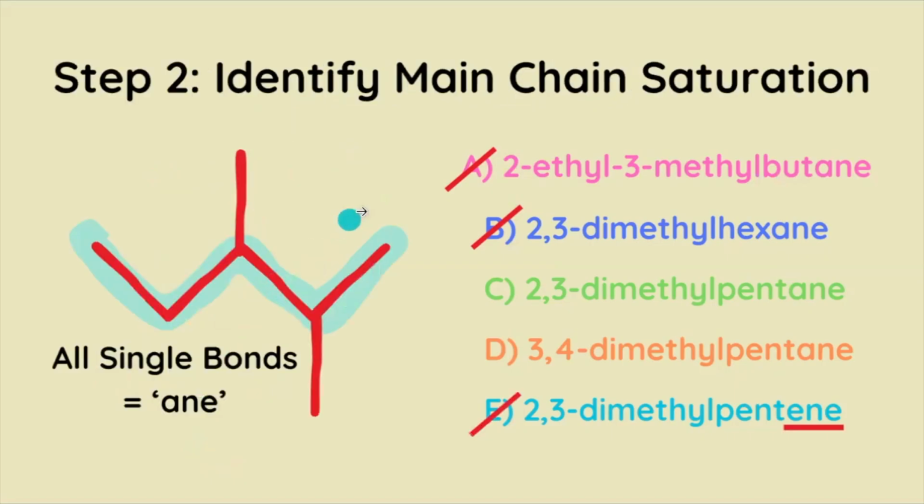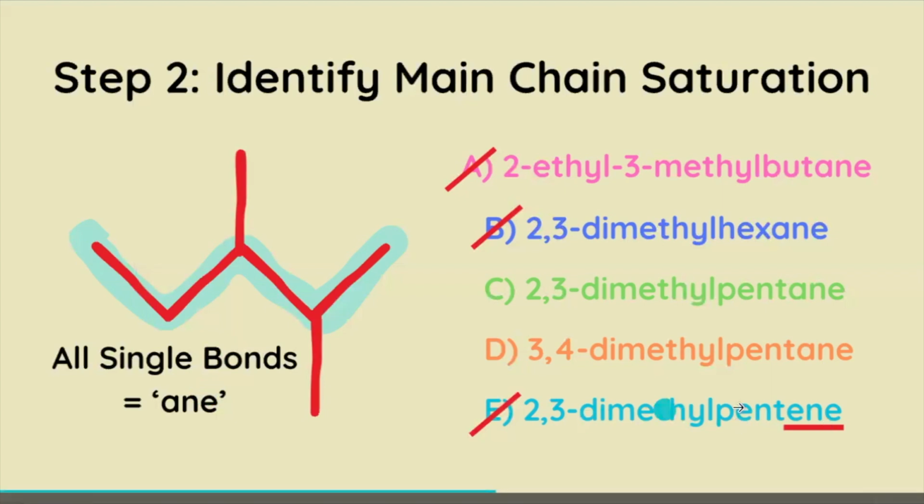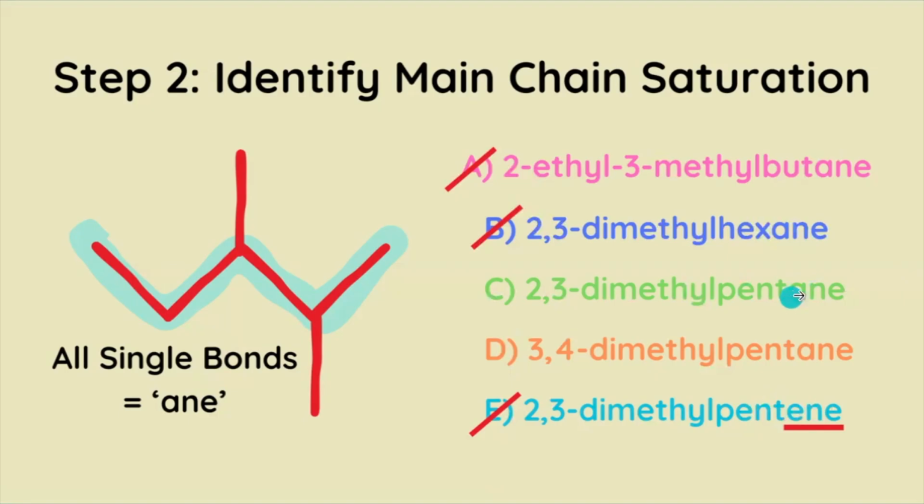Next, we need to take into account the saturation of our main chain, the prevalence of single, double, and triple bonds. And because there are 100% single bonds, with no double sticks stacked on each other, we're going to use the ane suffix. We're going to eliminate choice E because it's not pentene, it's pentane. So we just have C and D left over.